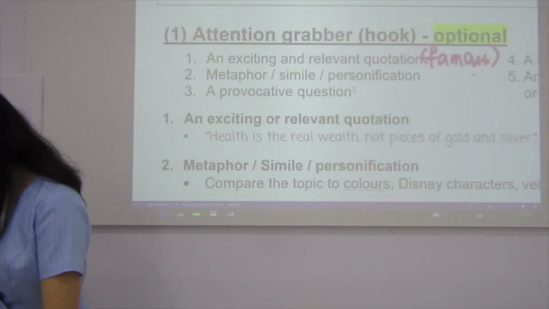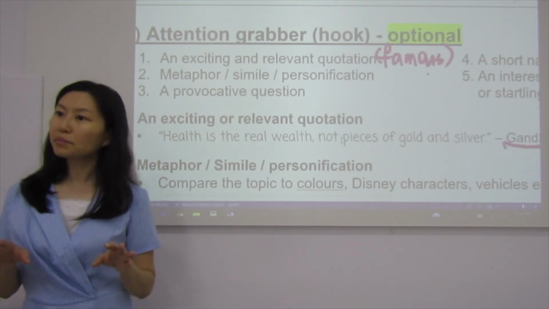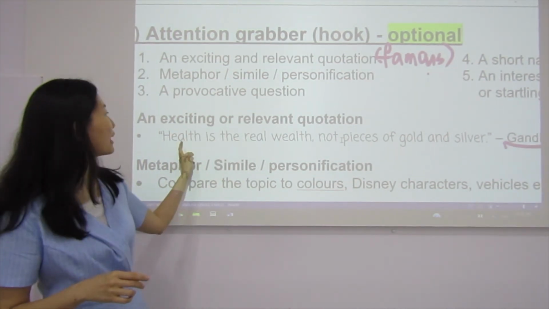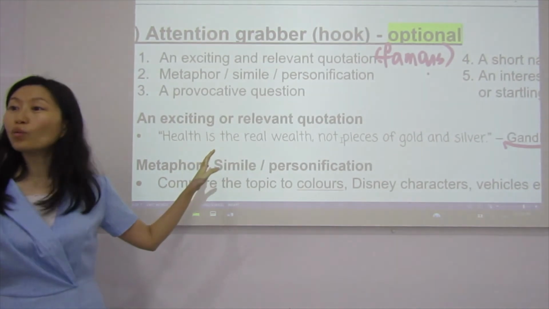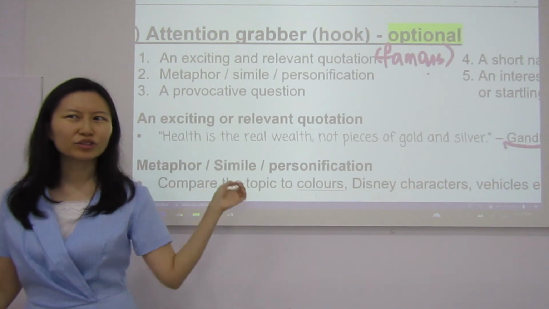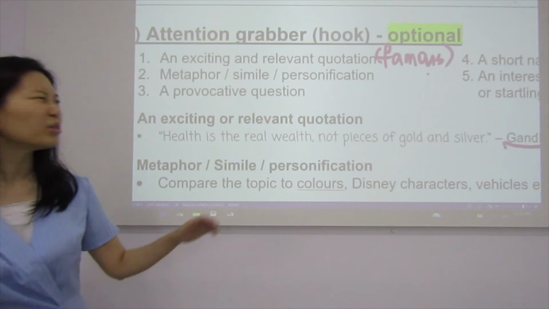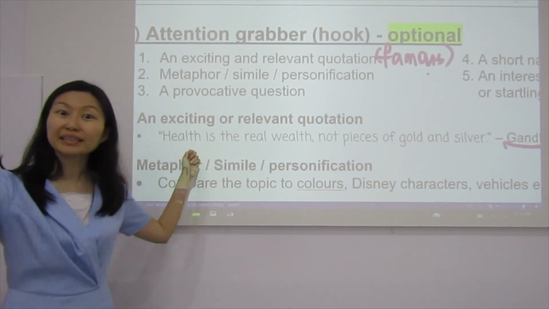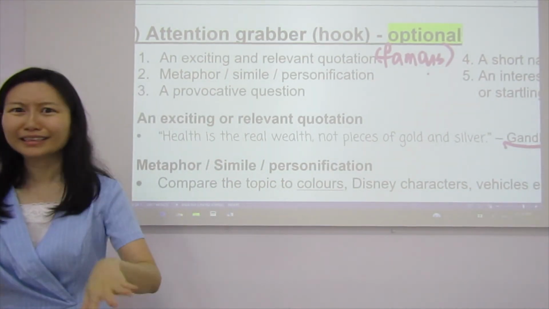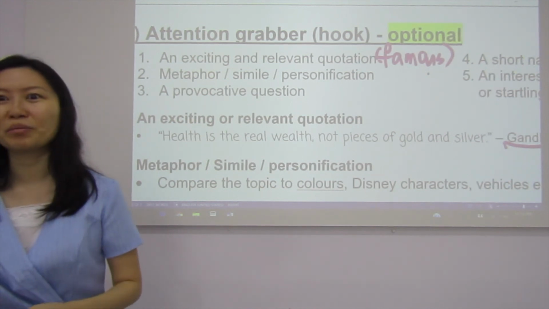Okay, so over here, health is the real wealth, not pieces of gold and silver. Now this man is trying to tell you the importance of what? If he says something like that, health is the real wealth, not pieces of gold and silver, any idea what he's trying to say? He's trying to tell you being healthy is even better than having a lot of gold and silver and all that. He says, no, that's not really wealth. So he says that health is even more important.